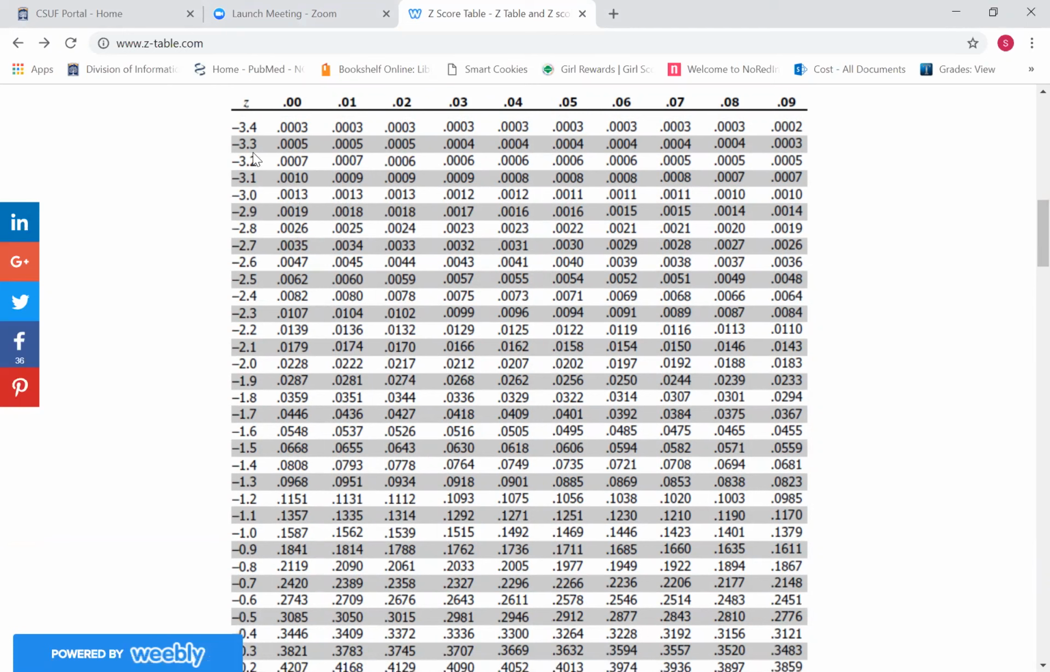And the way you read this chart is, let's say you end up with a Z-score of negative 2.73, just for example. So you come over here to negative 2.7, and because it's 2.73, you would look over here in this column. So this is the probability that's associated with the value of negative 2.73. That would be 0.0032. Now, what does that value actually mean?